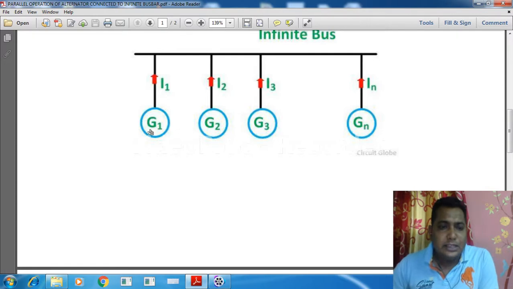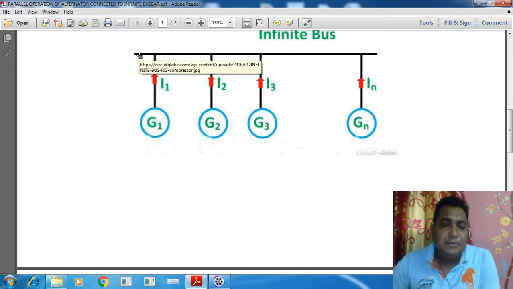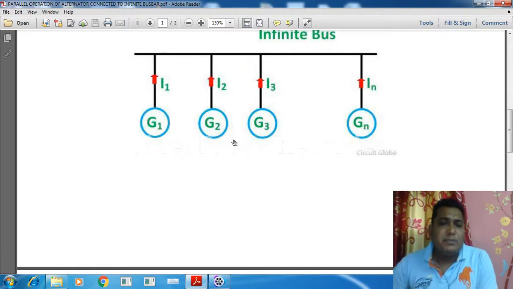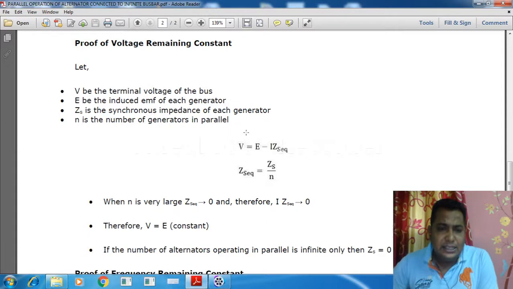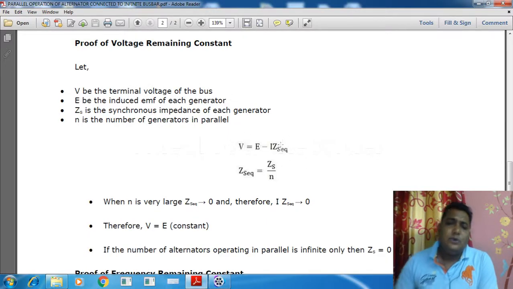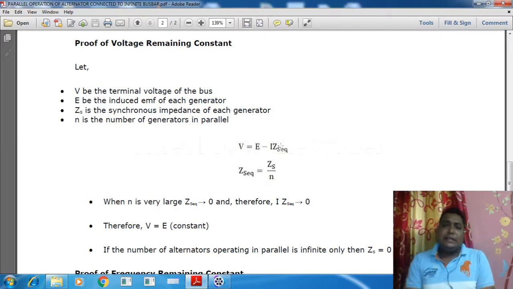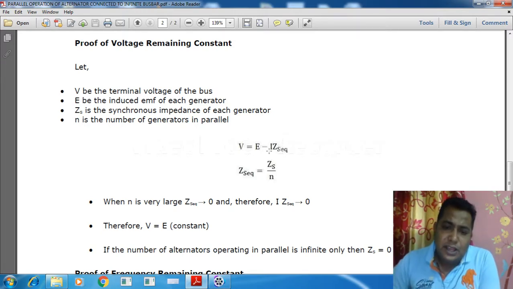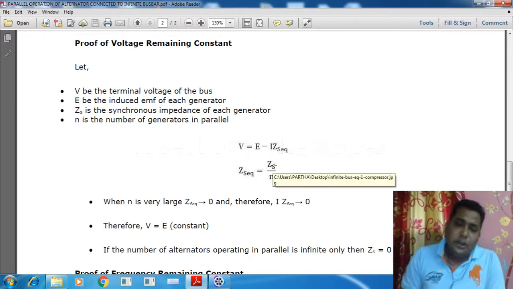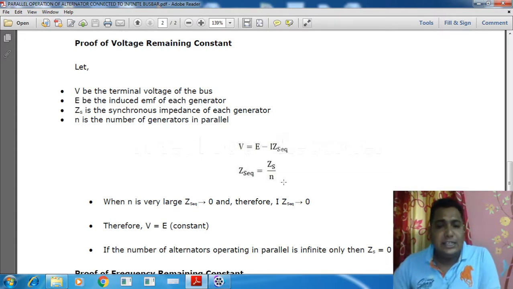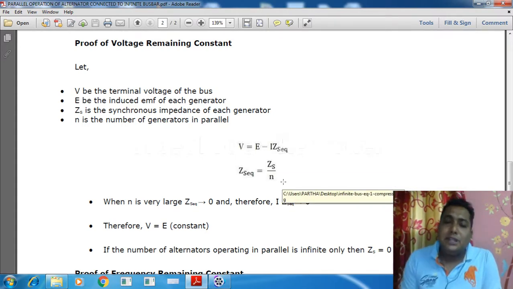So here is E, there is V, and there is a difference between E and V. That difference is the drop in the system. Okay, so V is equal to E minus I Z_SEQ, where Z_SEQ is the synchronous equivalent impedance. Now, just consider this very interestingly: Z_SEQ is equal to ZS by N, where N is the number of generators in parallel.